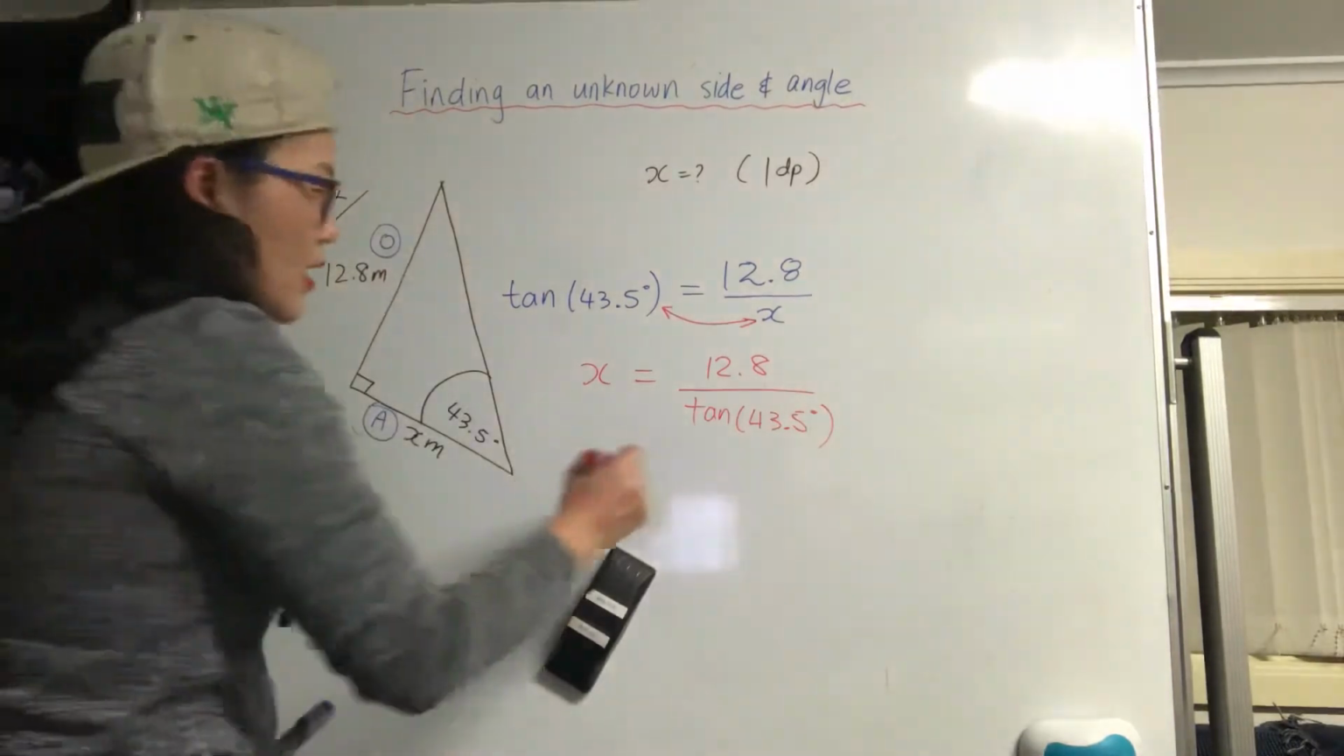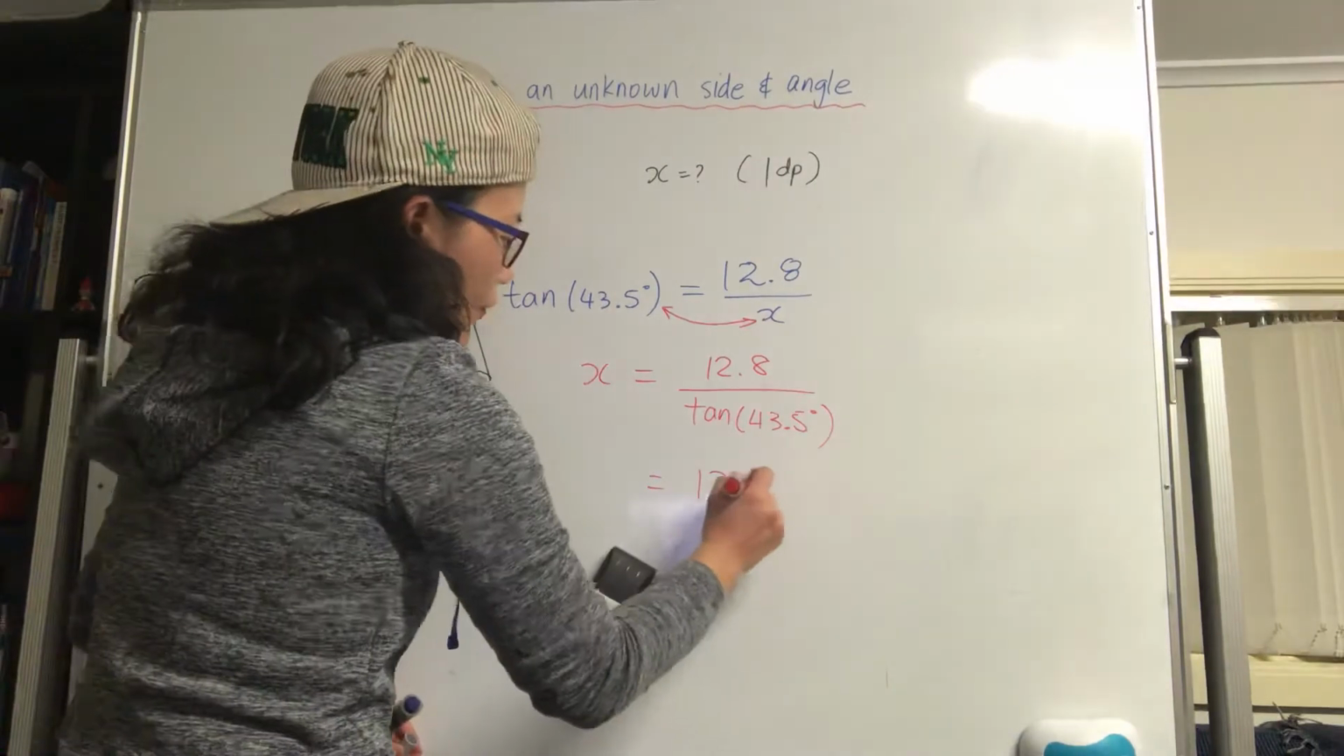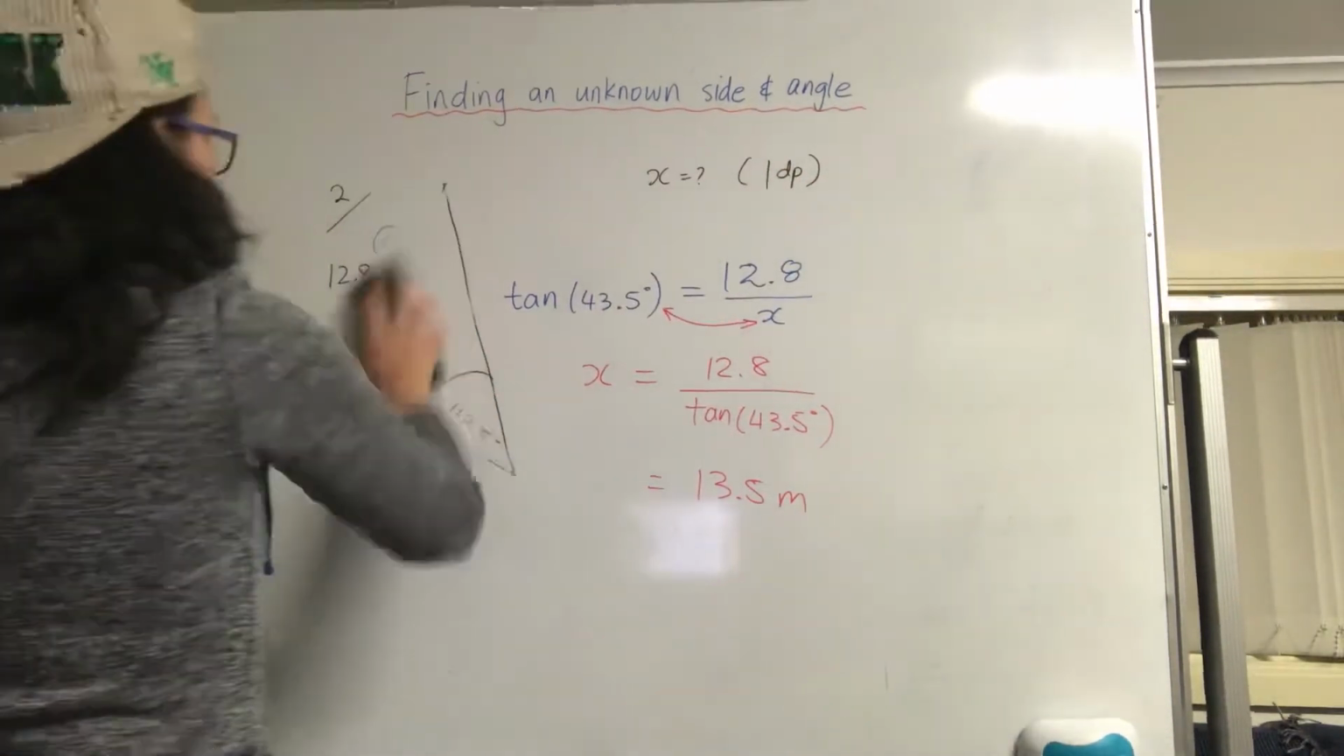Now, that looks all right. Use your calculator and you will get 13.5 meters because it's to 1 decimal place. All right, that's not too bad.